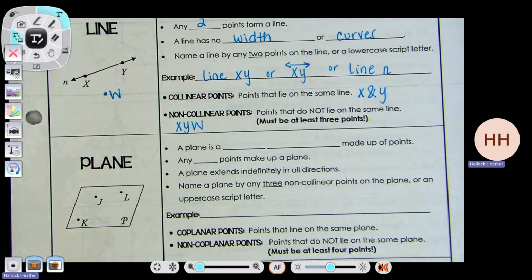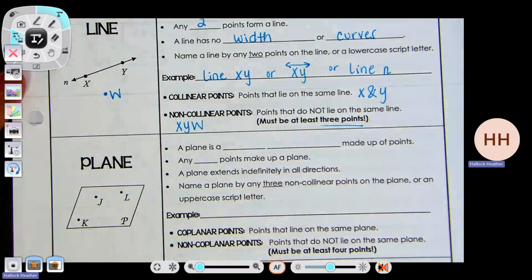Because it says you have to use at least 3 points, W is what makes it non-collinear because W is not on the line, but you would have to use 3 letters to say they're non-collinear. So X, Y, and W combined are non-collinear because W specifically is not on the line.